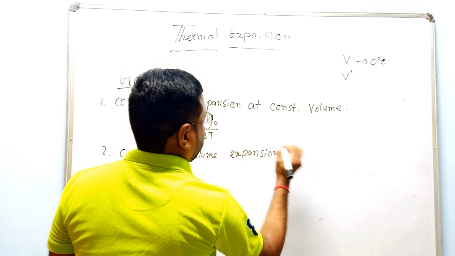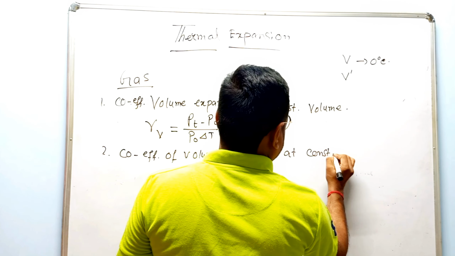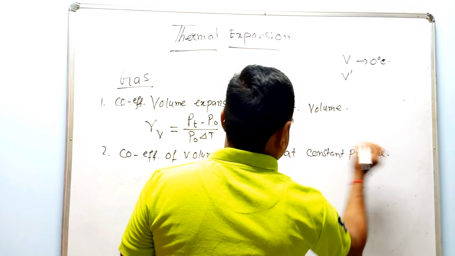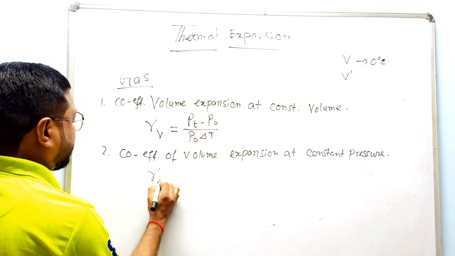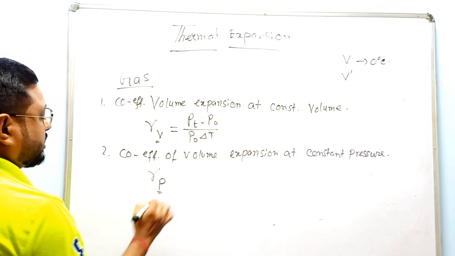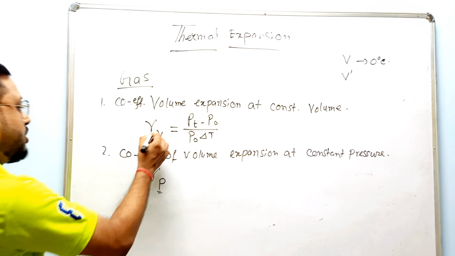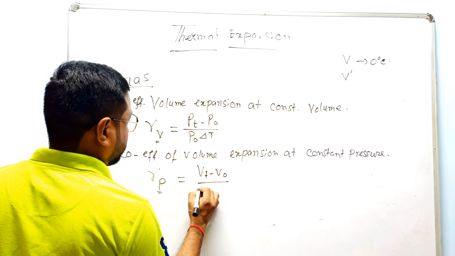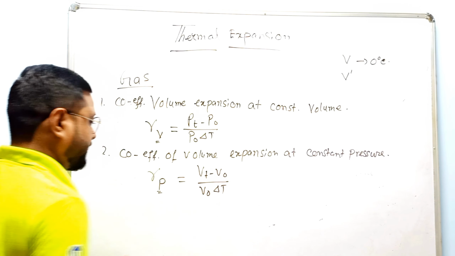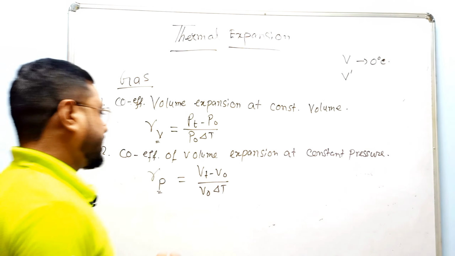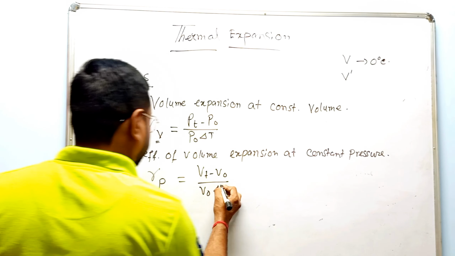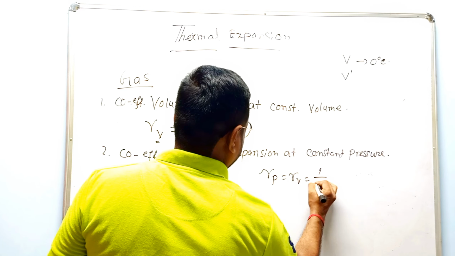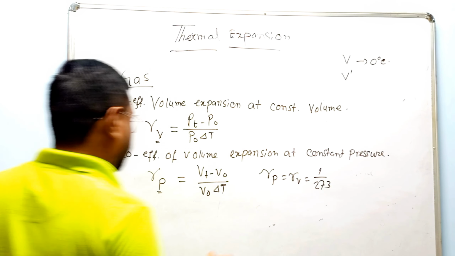at constant pressure, that is, pressure does not change. So gamma P, here the suffix denotes what is constant. V means volume constant, P means pressure constant. Gamma P equals (Vt minus V0) by V0 delta T. We can show that the value of gamma P must be equal to gamma V. It is 1 by 273.